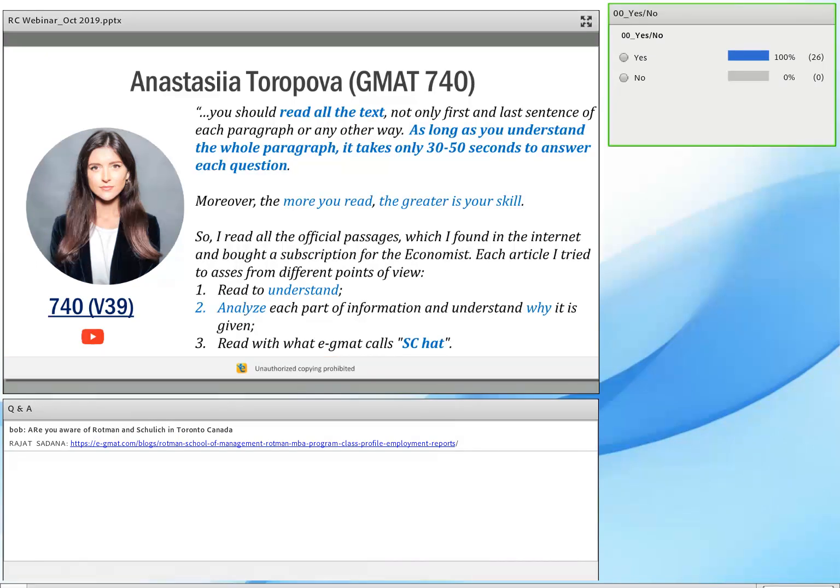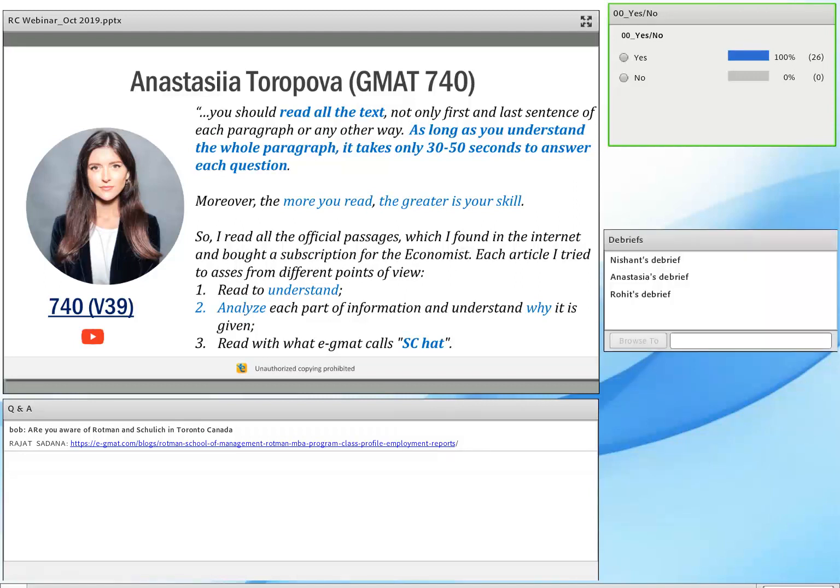On her third attempt, she used the e-GMAT course, and this is verbatim from her debrief, and let me share the debrief over here. These are the debriefs that I'm going to talk about, so just click on them and you can browse through them. I'm talking about Anastasia's debrief right now. If you read her debrief, you will see that she says this verbatim. You should read all the text, not only the first and the last sentence of each paragraph or any other way. As long as you understand the whole paragraph, she means passage, it only takes 30 to 50 seconds to answer each question. The more you read, the greater is your skill.